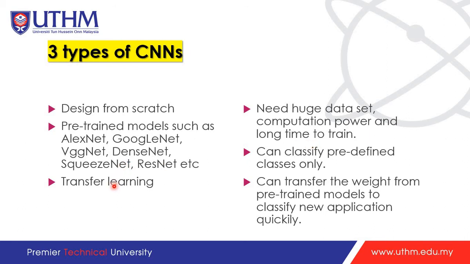The third one is the use of transfer learning. Transfer the learning from the pre-trained model. So you can handle a limited data set problem, and all the weights that have been trained in the pre-trained model can be transferred to classify a new type of application.